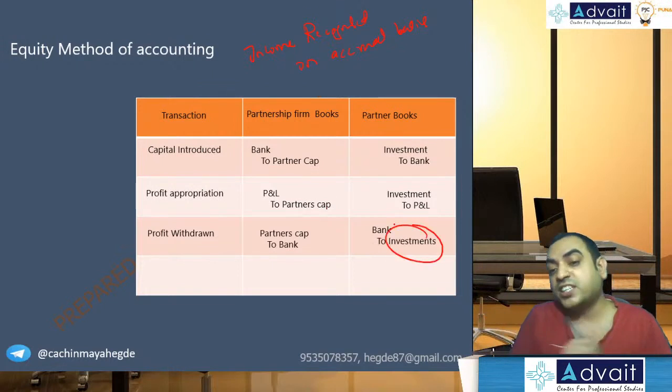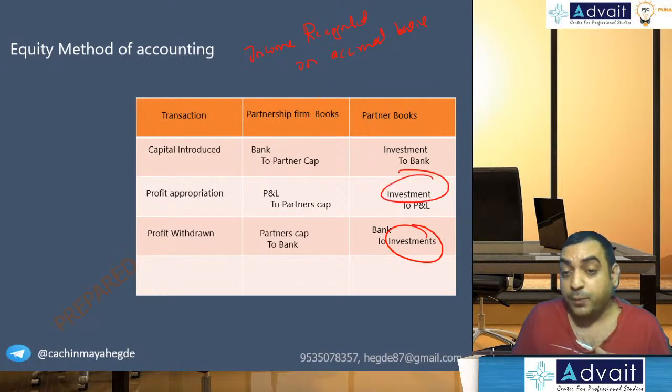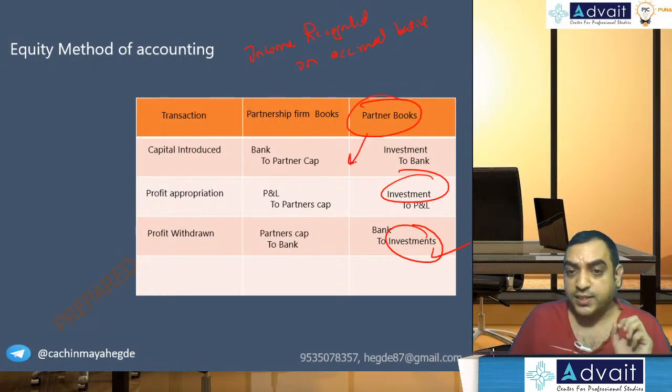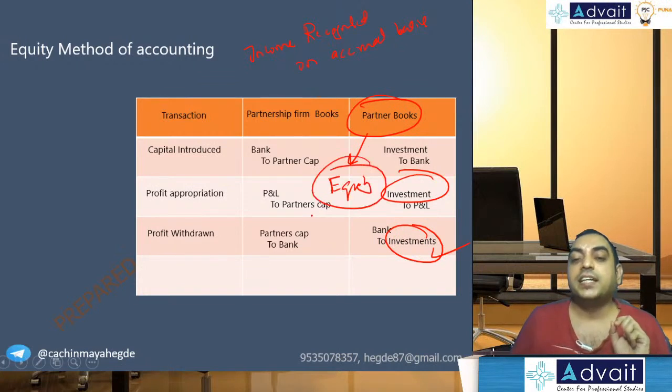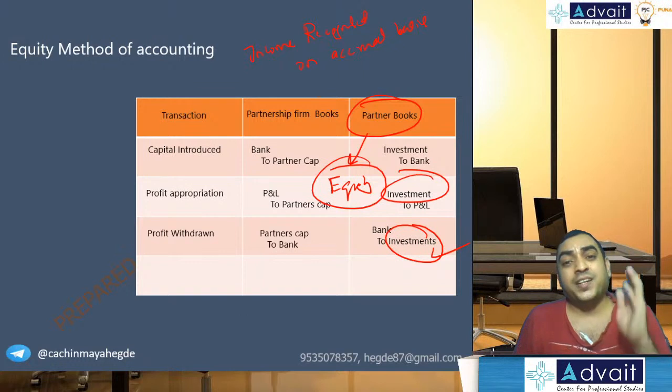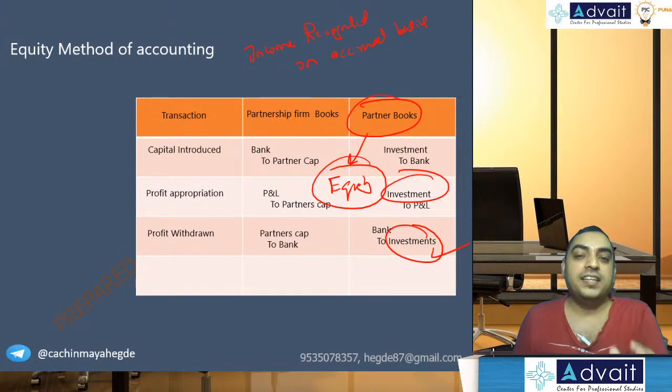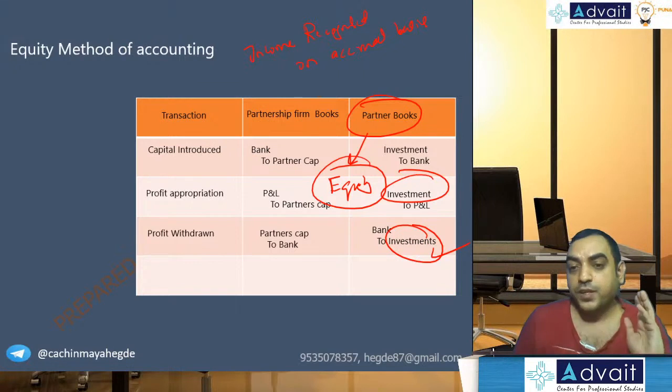He will transfer it to investment account because investment is already debited for accrual. Now you receive, so it is credited, and that will be taken care of. So this partner's books, what we discussed, is what is called the equity method of accounting, and that is what is applicable for accounting for investment in associates and investment in joint venture when there is a separate entity.